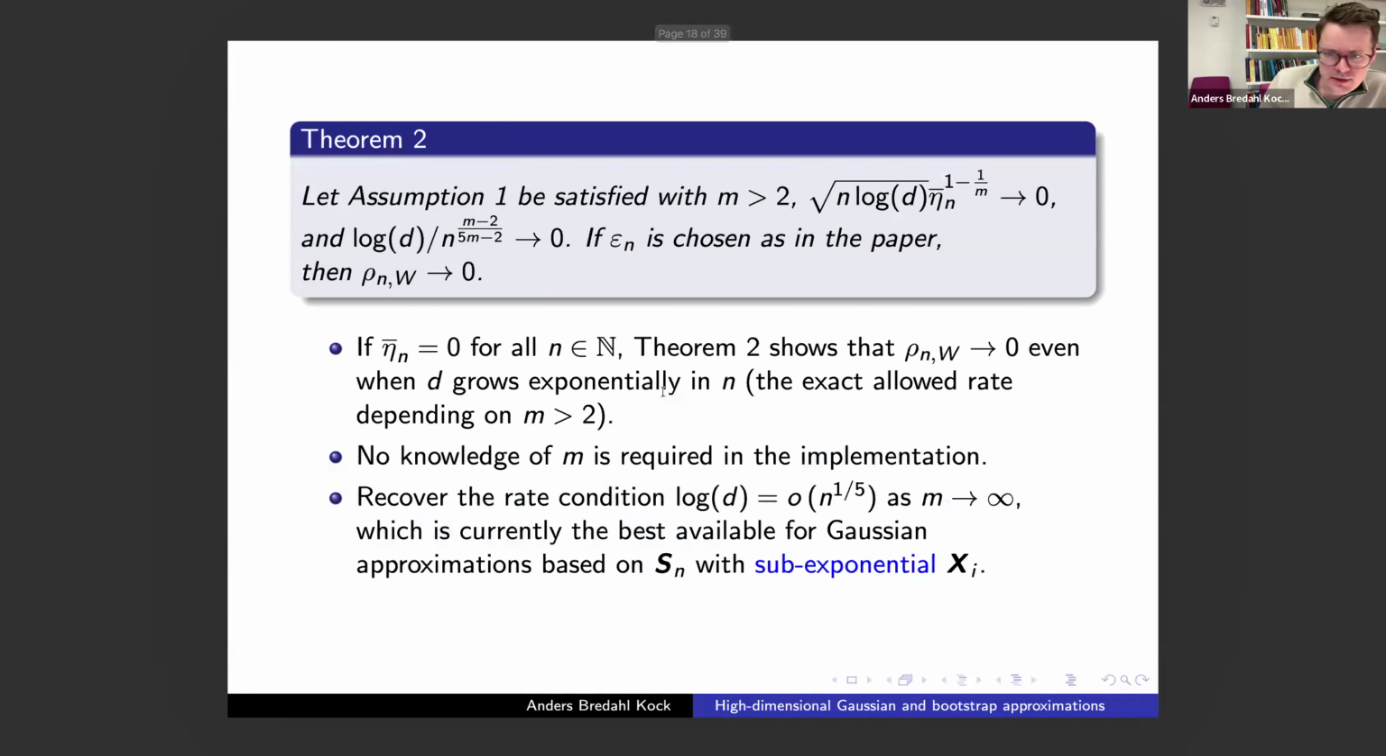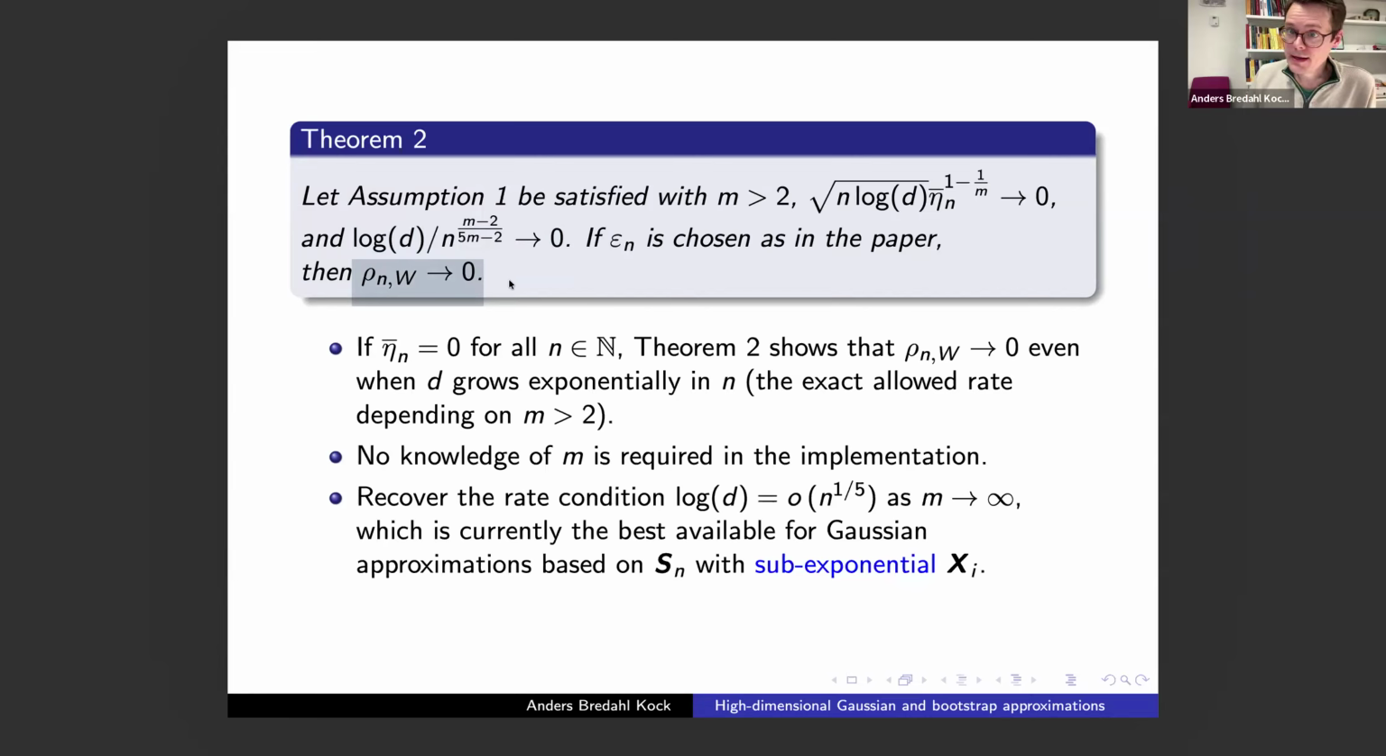So under this assumption 1: IID sampling, variances bounded from below, centered mth moments bounded from above, and at most a fraction eta of the observations being contaminated, one has the following. If the amount of contamination satisfies this here, so there's sufficiently little contamination, and dimension grows sufficiently slowly, well then, if we choose epsilon in the way that I described loosely a slide ago, but made precise in the paper, one has that the Gaussian approximation error over hyperrectangles for winsorized means tends to 0.